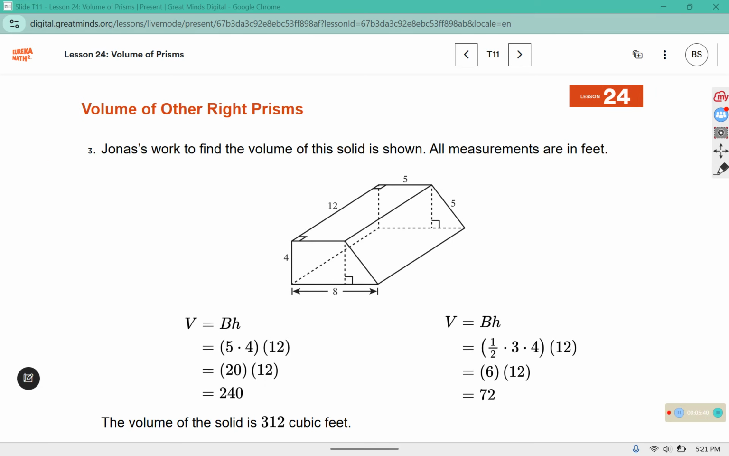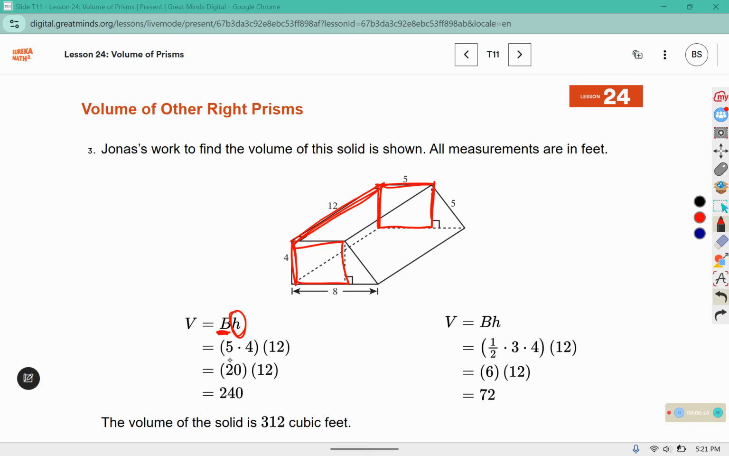Jonah's work to find the volume of this solid is shown. All measurements are in feet. So let's break it down. He has 5 times 4. That is 5 times 4 for this rectangular piece. And that he shows is the base area. And he's saying the height is 12. Keep in mind we need to put the odd shapes on the top and the bottom. So you'll have to kind of tilt it in your brain to stand it upright.